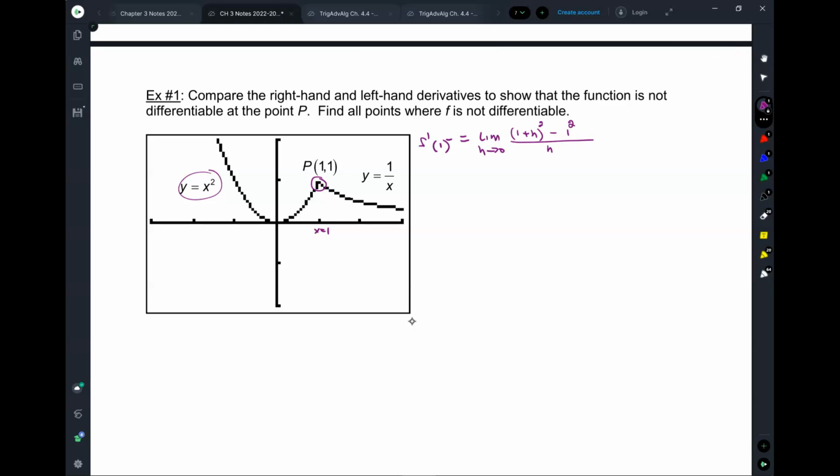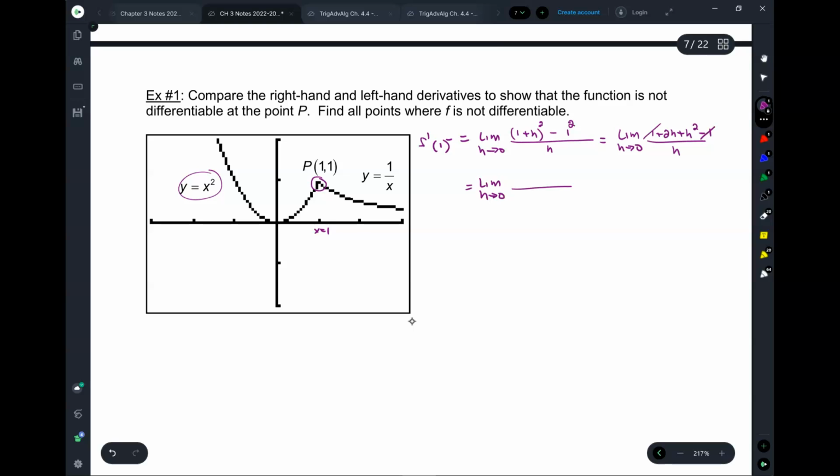f of a plus h minus f of a. So this is the limit as h approaches 0, 1 plus 2h plus h squared minus 1 over h. Okay, so here, let's factor out an h. We get 2 plus h over h. These go away, and the limit is 2. So the slope there is 2.